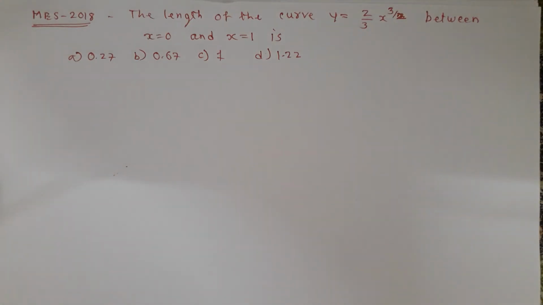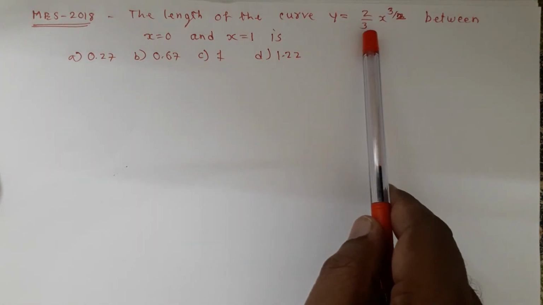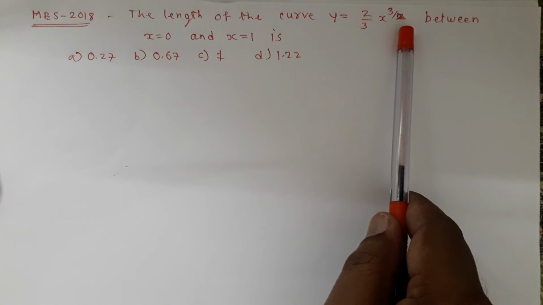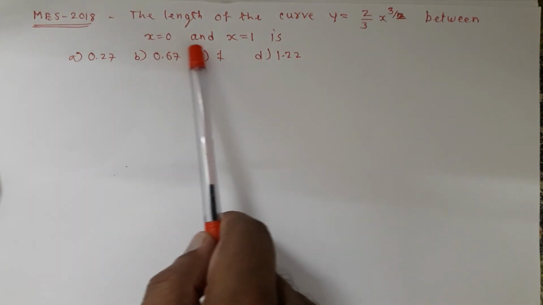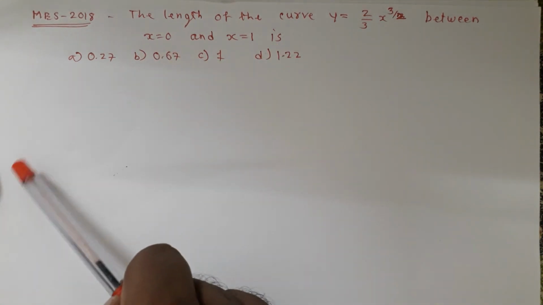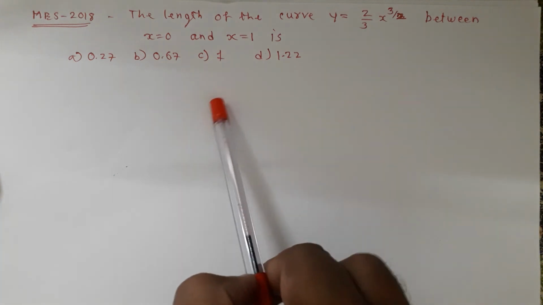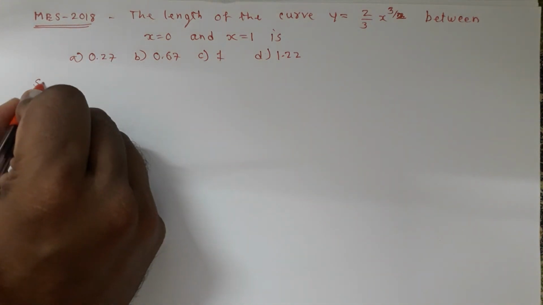Now let us solve this problem which was asked in 2018 for MES, it appeared. Now the length of the curve y is equal to 2 by 3, x raised to 3 by 2 between x is equal to 0 and x is equal to 1 is, and the 4 options are given. Let us solve this one. So solution.